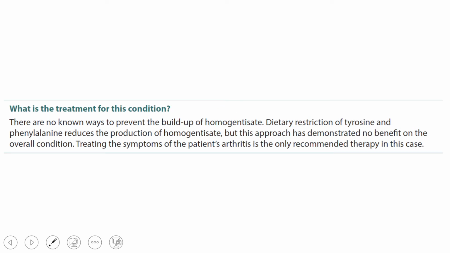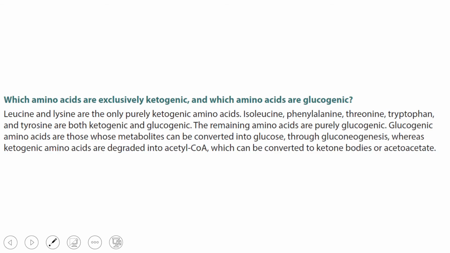So, what's the treatment for this condition? There are no known ways to prevent the buildup of homogentisate. So what we can do is dietary restrict the intake of tyrosine and phenylalanine in order to reduce the production of homogentisate. But practically it is seen that this does not help. So what we do is conservative management. So treating the symptoms of the patient's arthritis is the only recommended therapy in this case.